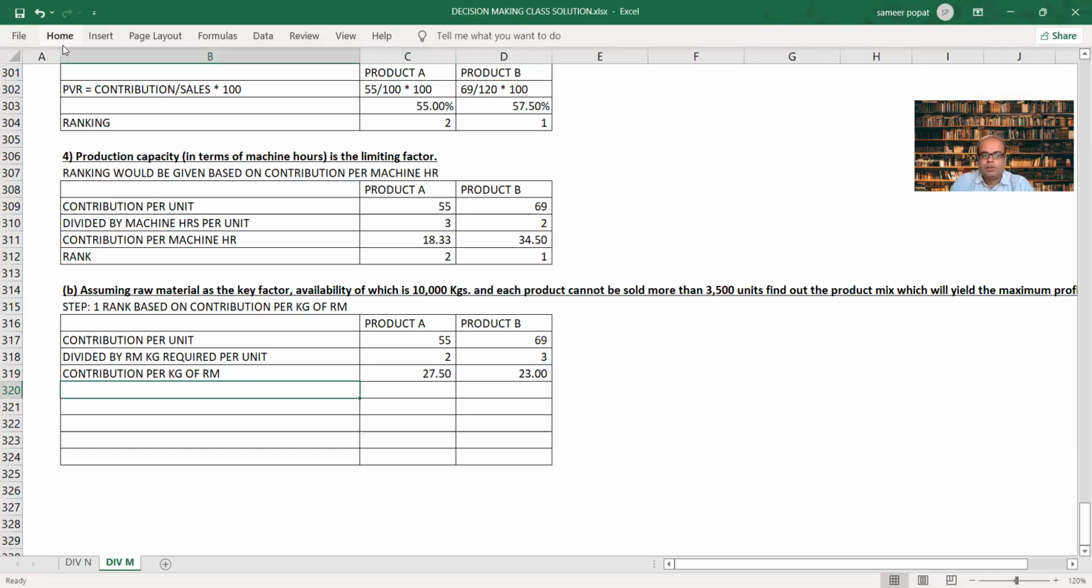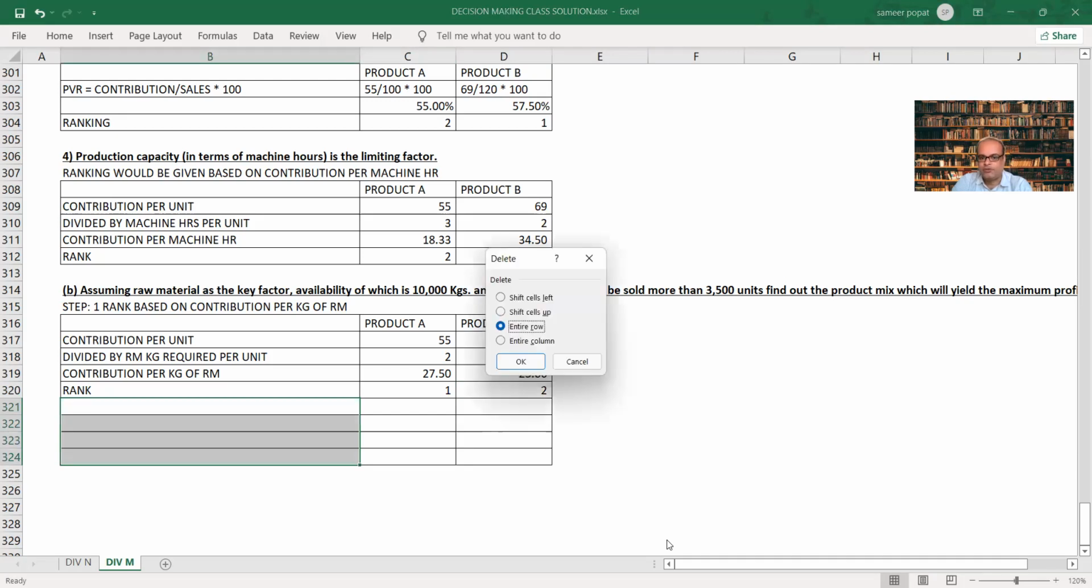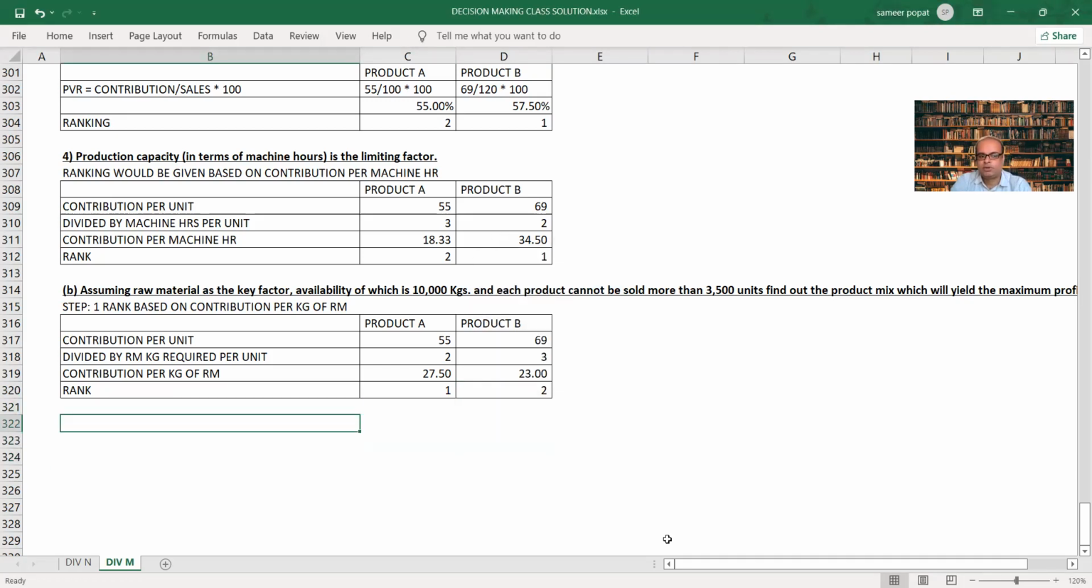Okay, now we need to give rank. So here 27.5 and 23. So rank 1 is product A. Here it is earning more contribution by using 1 kg of material. So that would be given rank 1 and product B will be given rank 2. So this is the end of our first step. Okay.